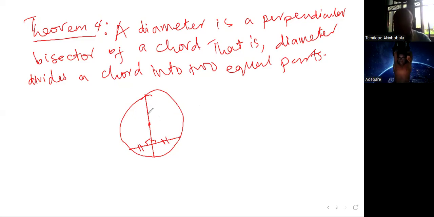So that's what that theorem is saying. So this is the diameter. This is the chord. So a diameter is a perpendicular bisector of a chord. That is, a diameter divides a chord into two equal parts. So please catch that.